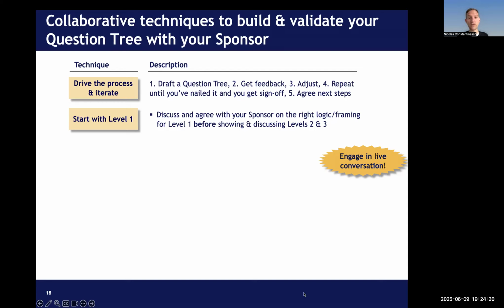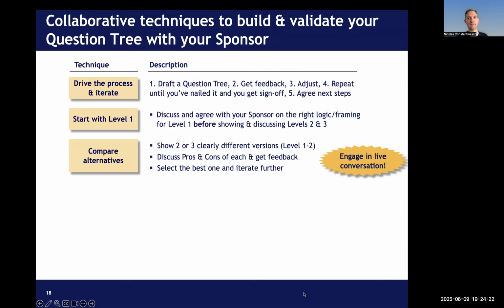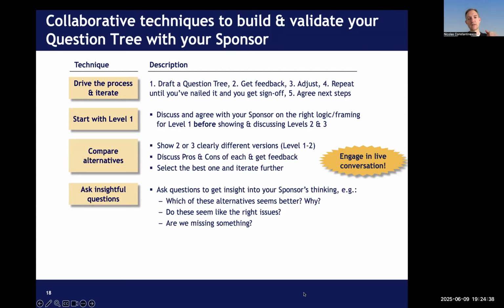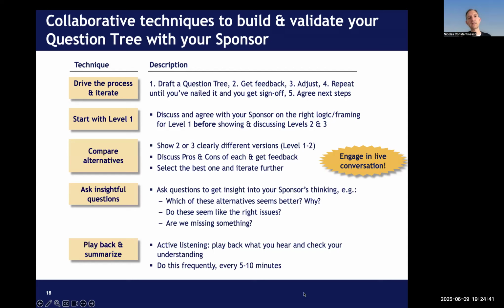Another idea is you show them 2 question trees. Like, here's one way of looking at the problem. Here's another way of looking at the problem. Does either of these resonate more with you? And that can be the basis of a really, really good conversation. Of course, ask insightful questions, and then consistently play back and summarize, right? Every time you play back and summarize, it gives you a chance to weed out whatever you misunderstood. It triggers more thoughts in their brain, which can be useful for you.